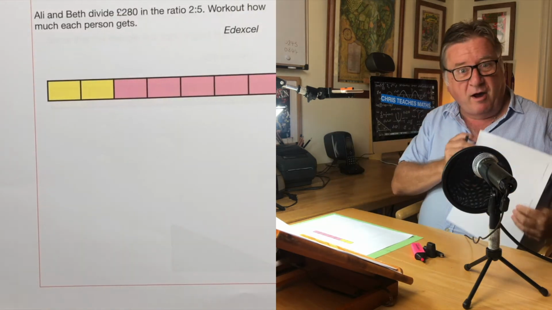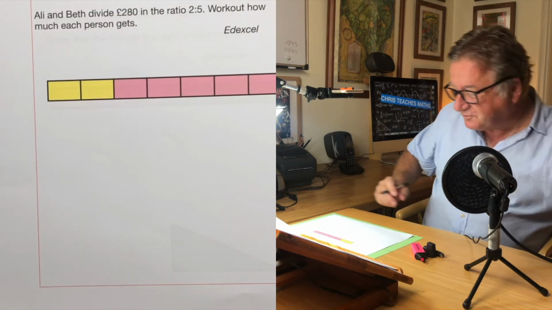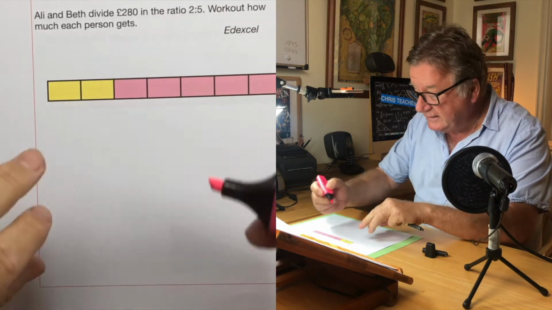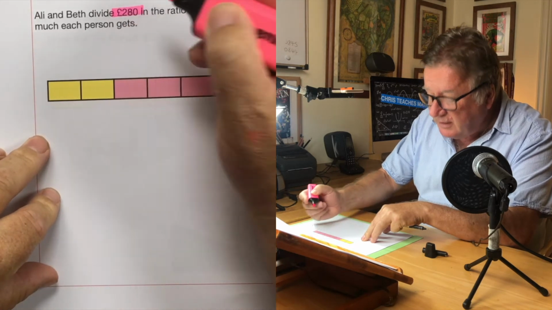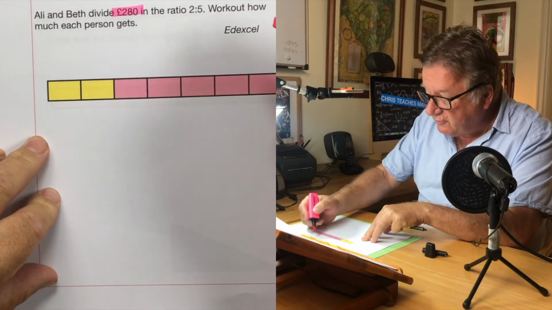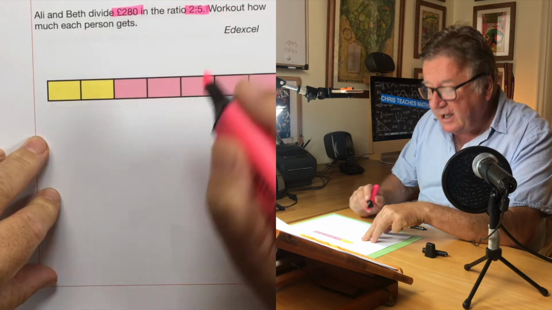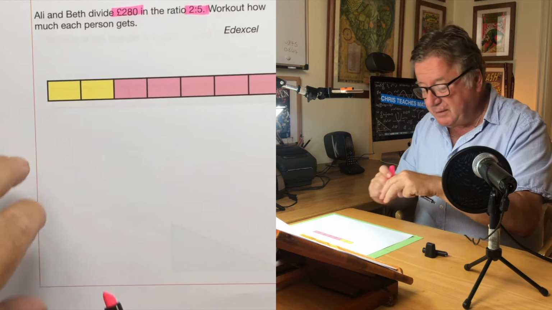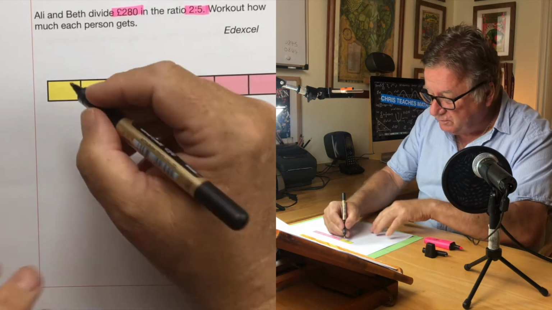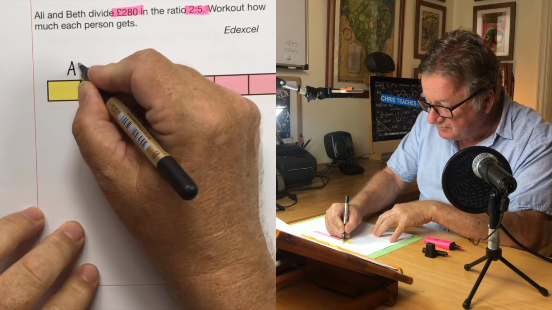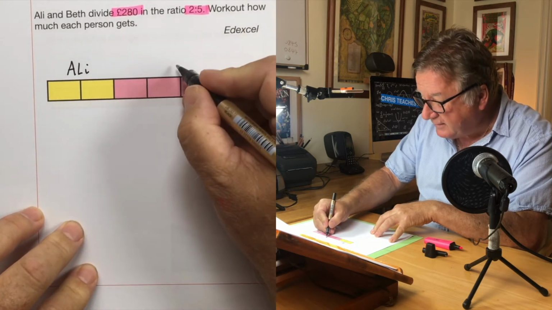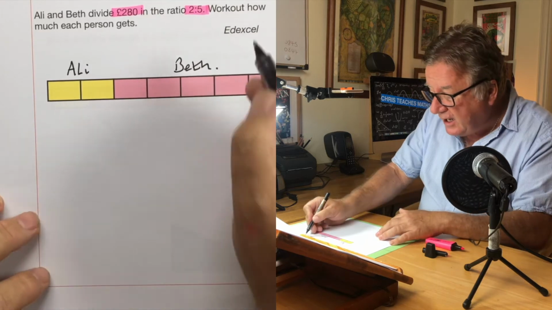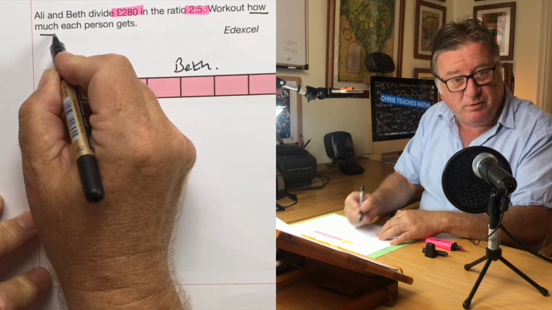And here's something I made earlier. There is the bar. Okay. The question, we're going to share £280 in the ratio 2 to 5. The ratio's 2 to 5, and you can see that in our bar. So we have Ali and Beth. So Ali has 2 parts and Beth has 5. And the question is asking us, how much does each person have?